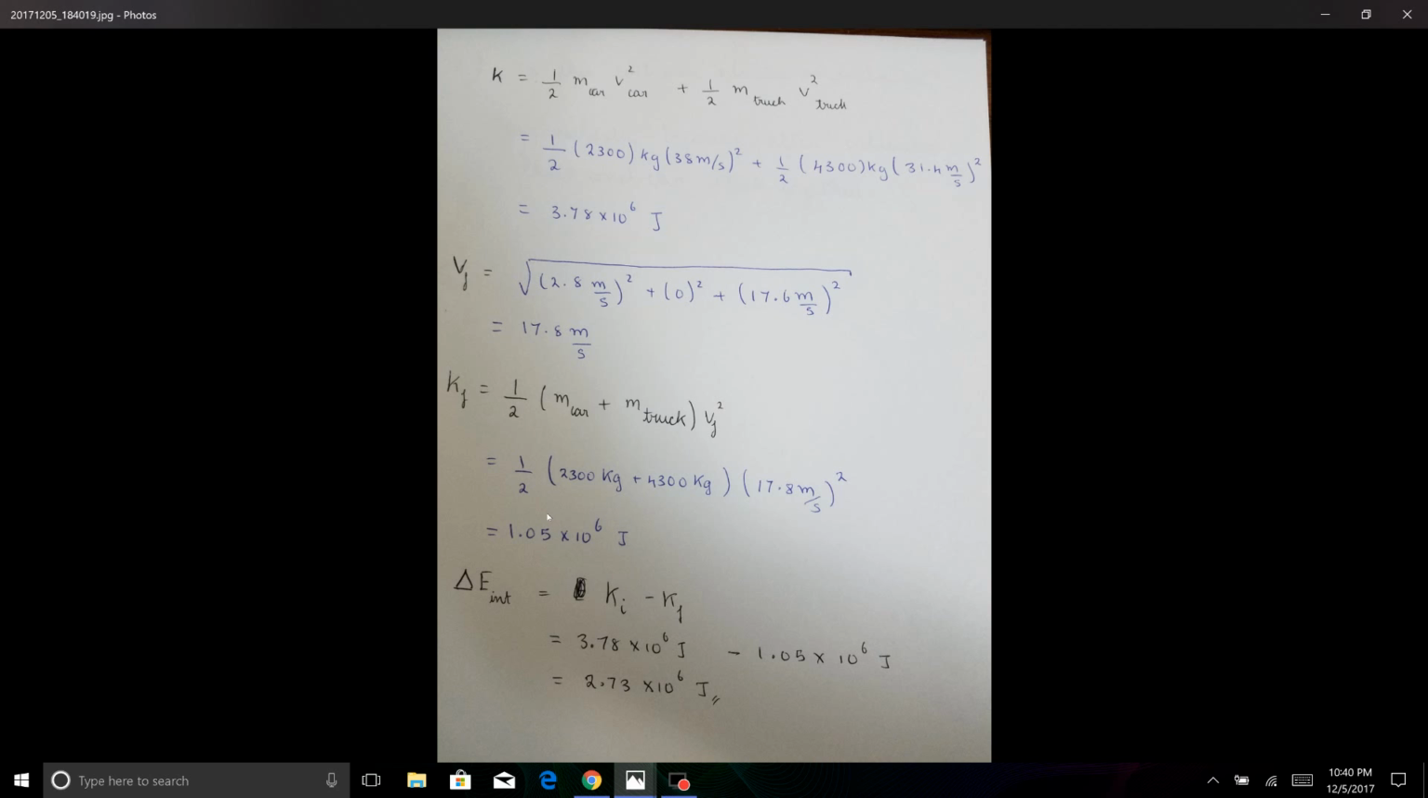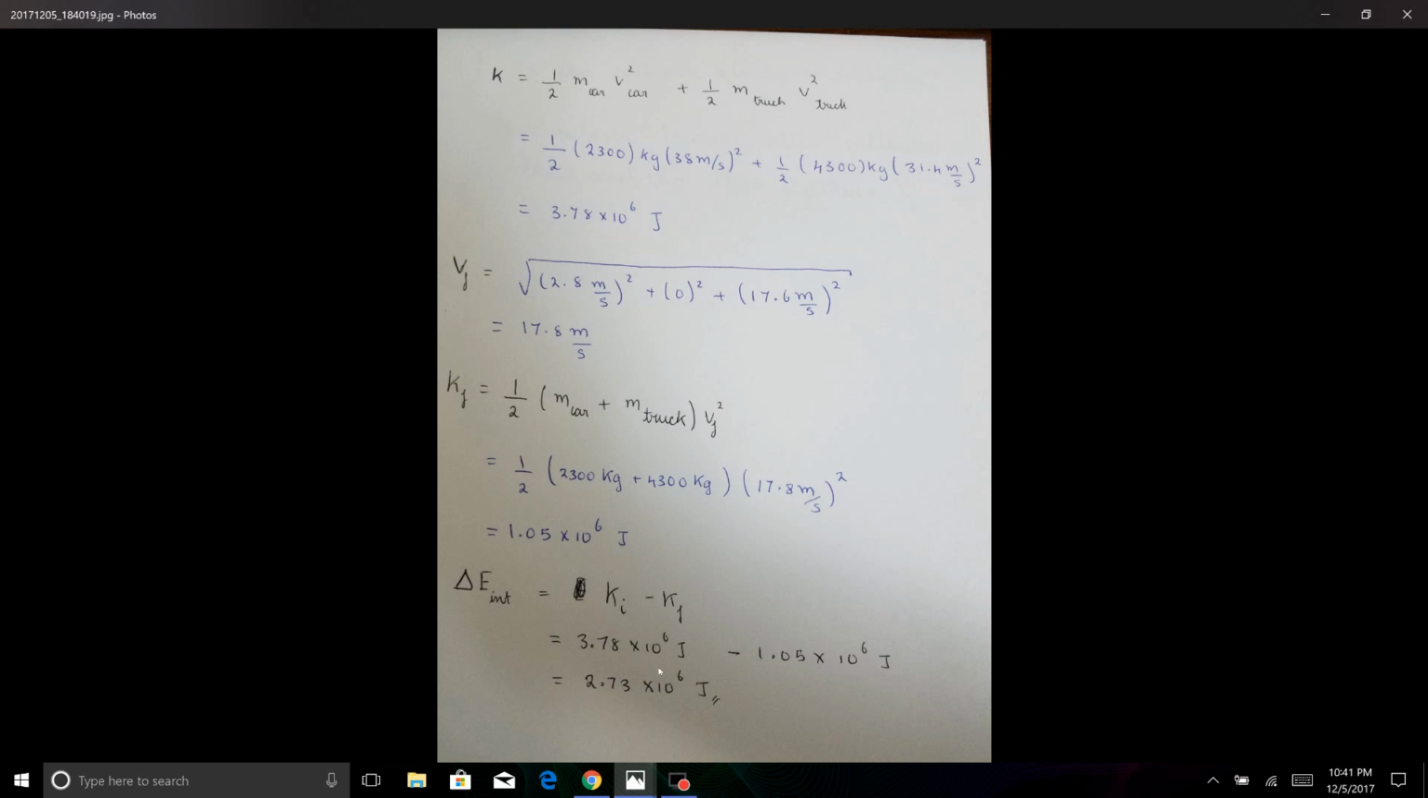Now we have all the information to find the increase in internal energy. The formula I use for internal energy is the initial total kinetic energy minus the final kinetic energy. We found the initial to be 3.78 times 10 to the 6 and the final to be 1.05 times 10 to the 6. By solving this, I found the increase in internal energy of the car and the truck to be 2.73 times 10 to the 6 joules.